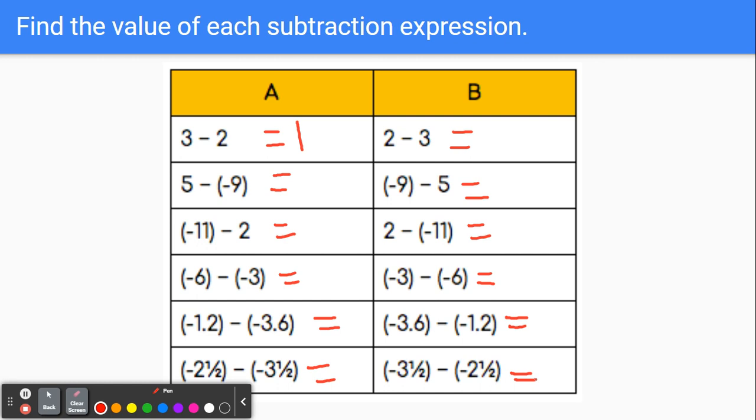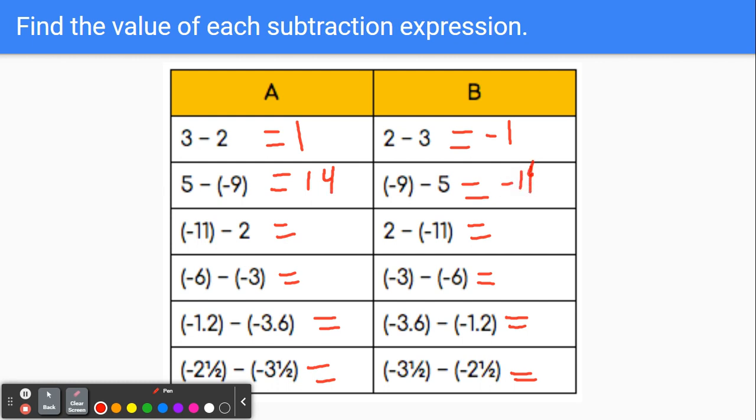All right, so 2 minus 3 is negative 1. 5 minus negative 9, so I'm taking away negatives. My life's going to get better, that is 14. Negative 9 minus 5, I'm taking away 5 more positives. I'm taking 5 positives out of my life, so that's negative 14.